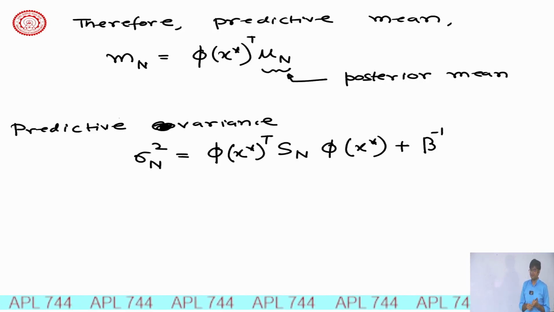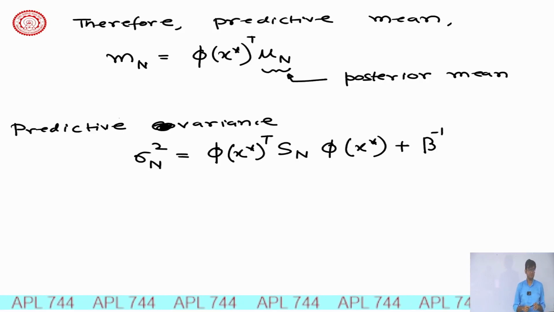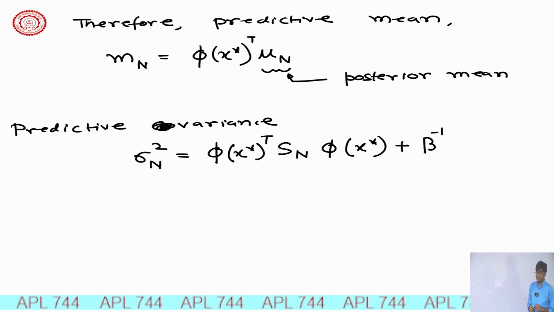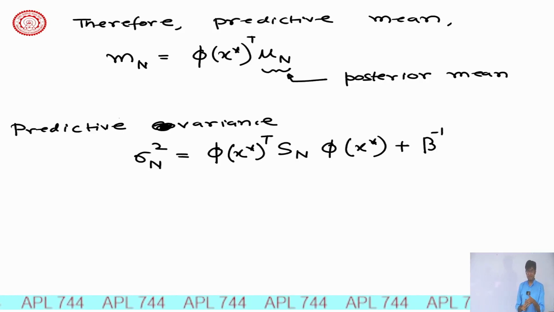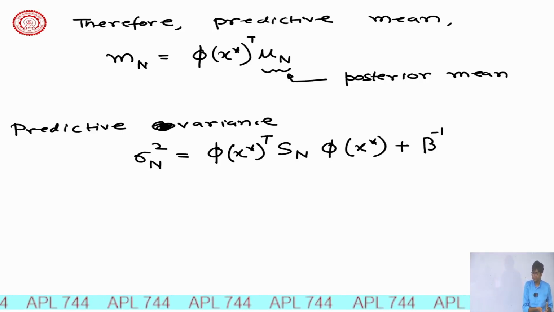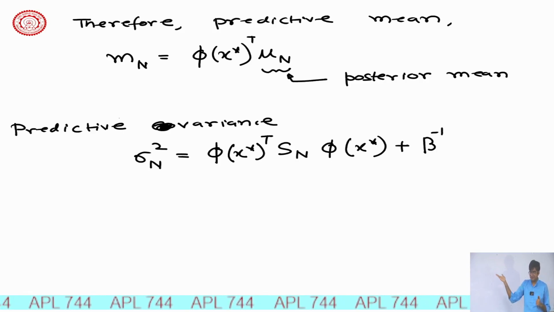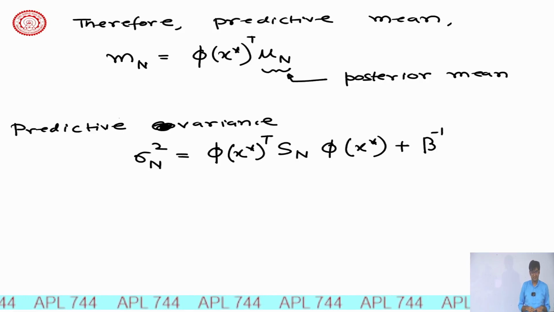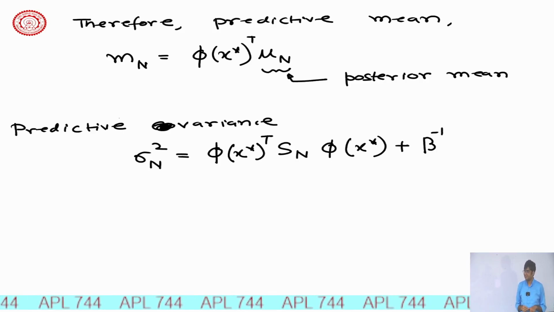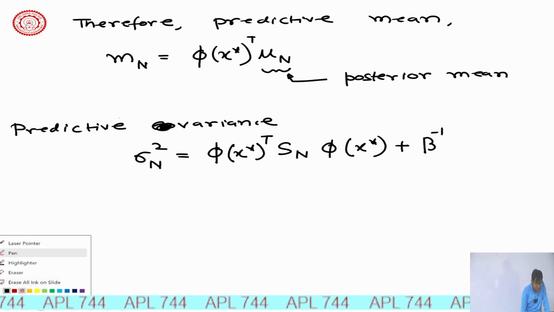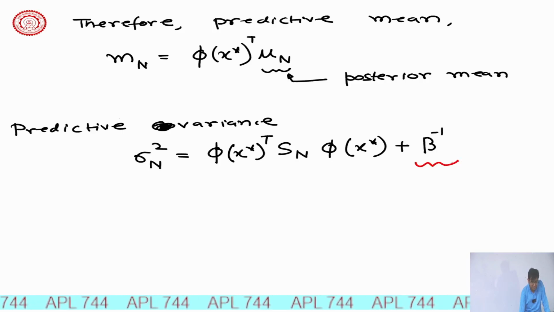Let us look at the second term. What is the second term representing? Noise in the data. Your predictive variance would be a function of the noise in the data. If there is no noise, then beta will cease to exist. So that term will not be there, beta inverse will be equal to 0. So this term corresponds to the noise in the data.